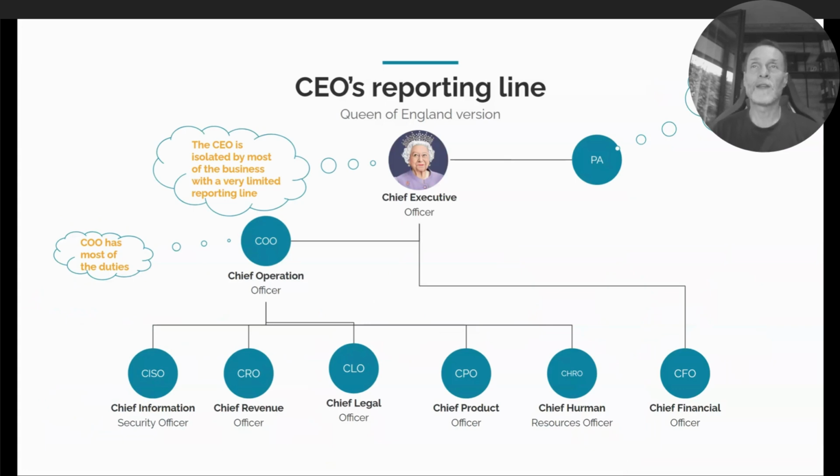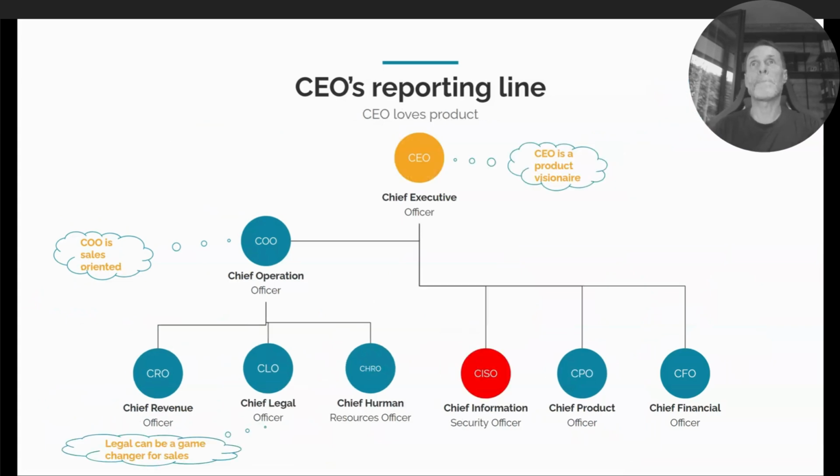In this case, the chief executive officer has a personal assistant. You know my opinion about personal assistants. This example shows an organization chart built around a CEO that loves product. So, for example, in this case, security, product, and the CFO report to the CEO, but the chief operation officer is in charge of other activities like revenue, legal, HR, and so on and so on. Because the chief executive officer is a product visionary.